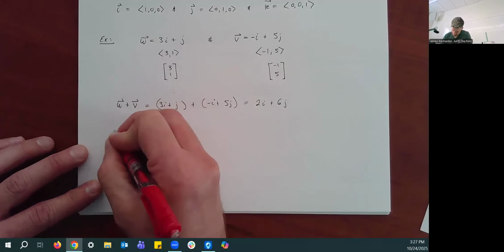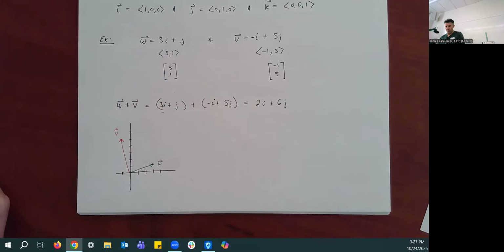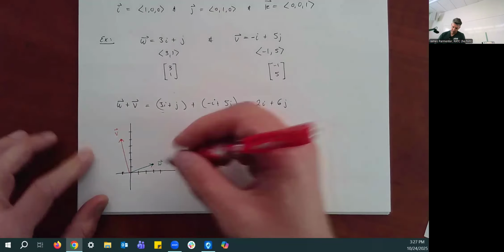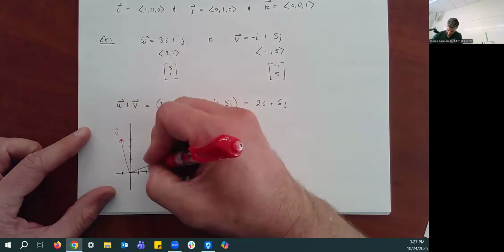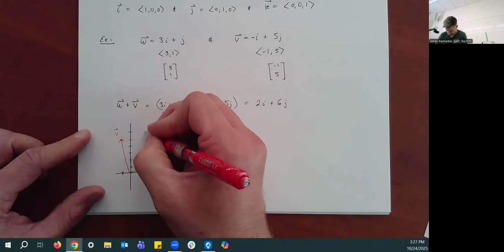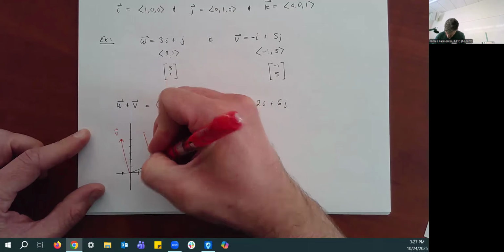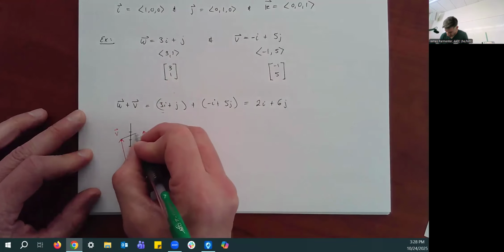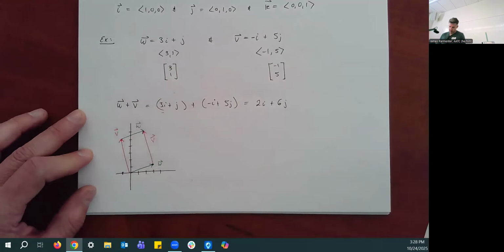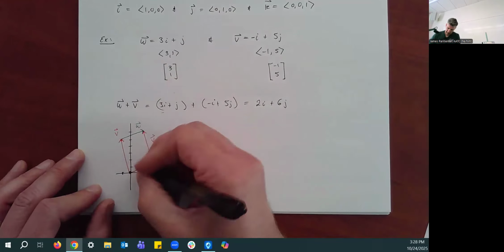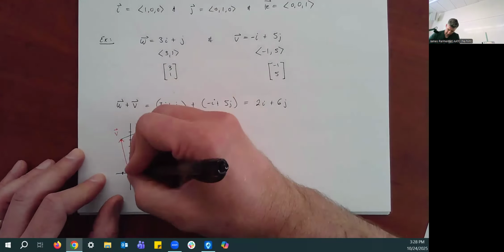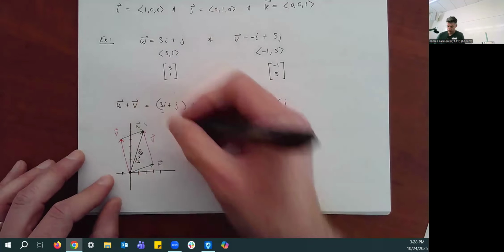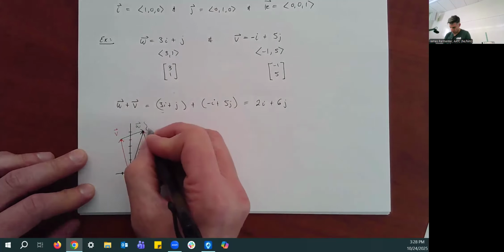Looks like that. And if you want to add w and v, you just put one of their tails on the other one's head. So I could draw it by translating v over here. So there's also v, or here's also w. And the vector that starts at the origin and ends at where v plus w ends, that is the vector v plus w. And it terminates exactly at the point it should, 2, 6.